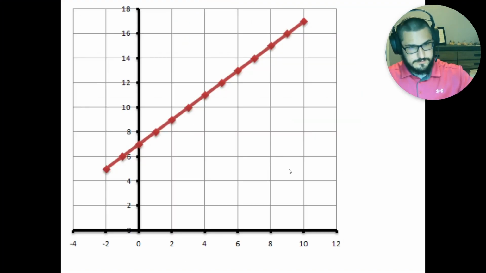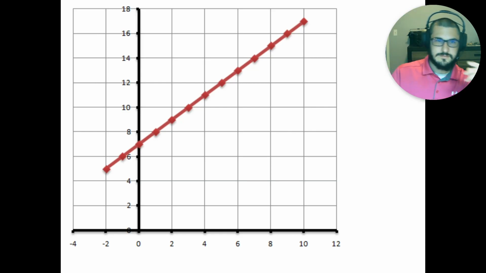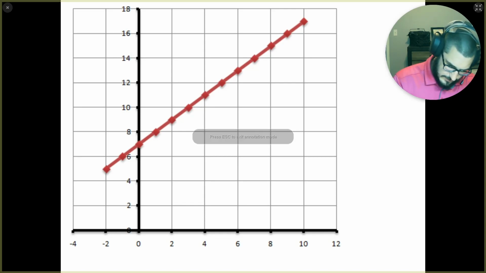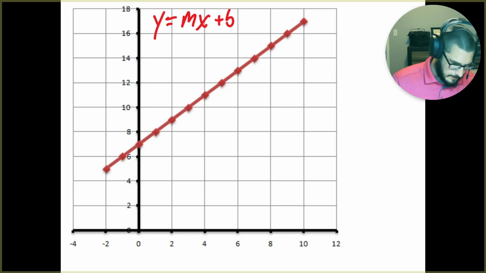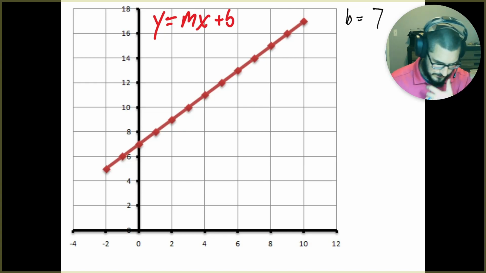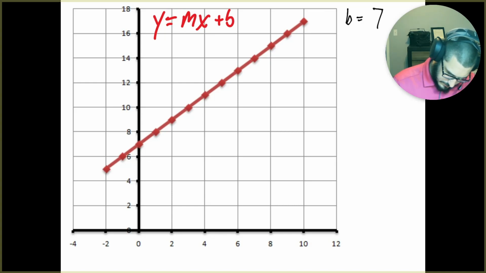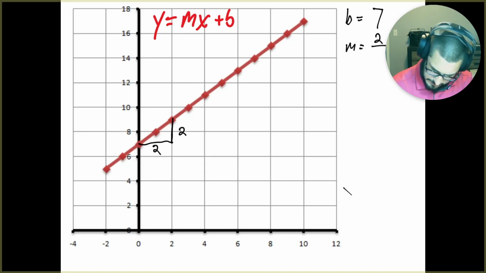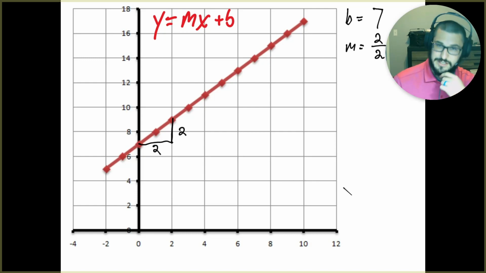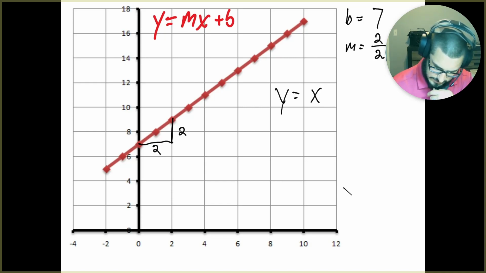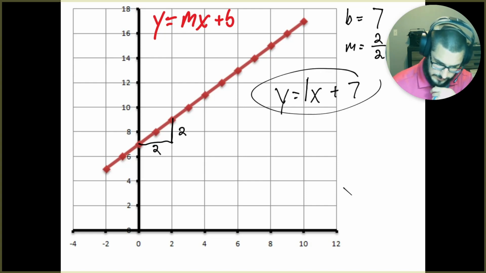Next, try this one. We've got y equals mx plus b, and b is right there, which is 2, 4, 6. So that's going to be b equals 7, positive 7. And find my slope. Go over 2 and up 2. We've got a rise of 2, a run of 2. So m is 2 over 2, which is the same thing as 1. So y equals x, or 1x if you want to show that, plus 7. Okay?